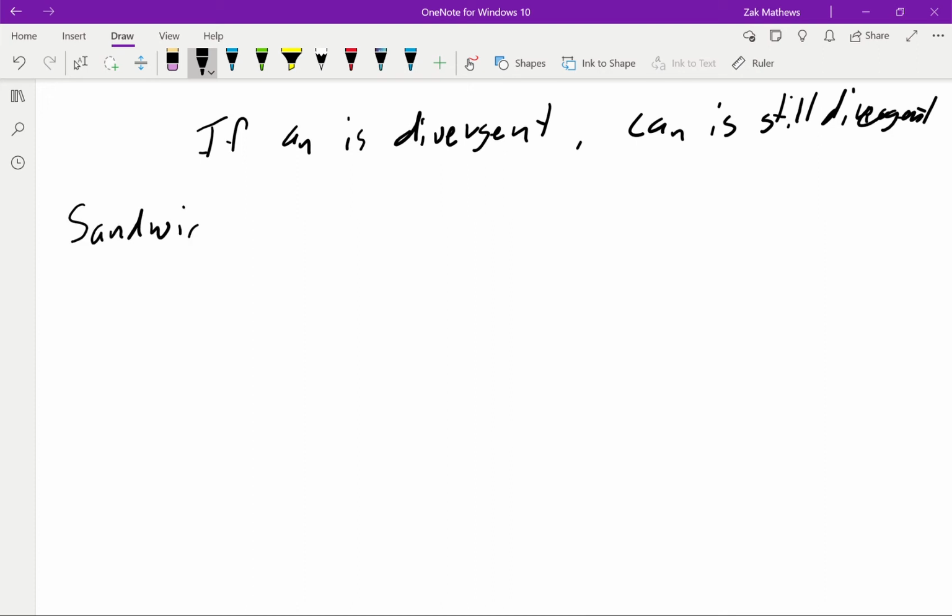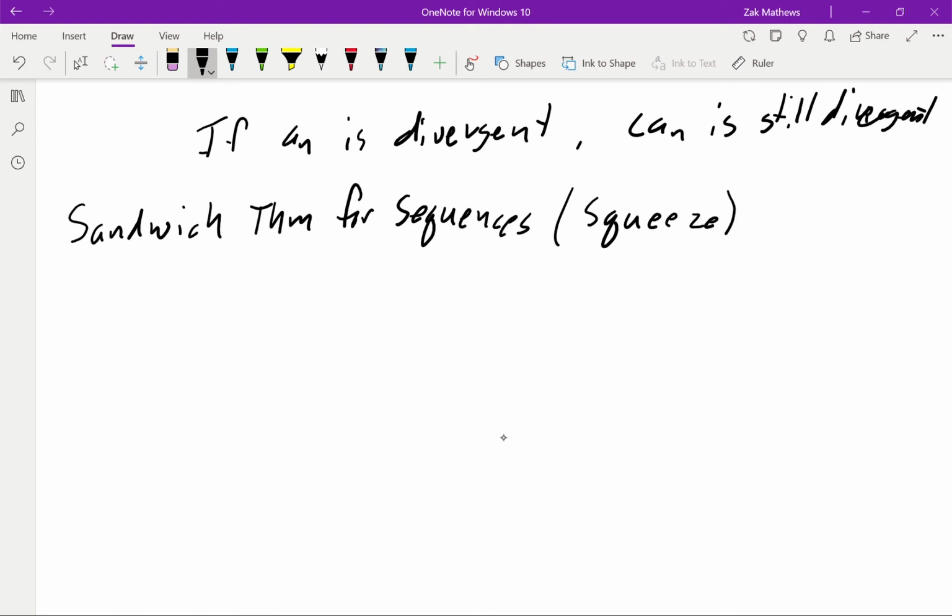Let's think about another theorem that we had with our limits, which is the Sandwich Theorem. So we're going to tack on Sandwich Theorem for sequences this time. It's going to look very similar. You can also hear this called the Squeeze Theorem, just like we did with limits.